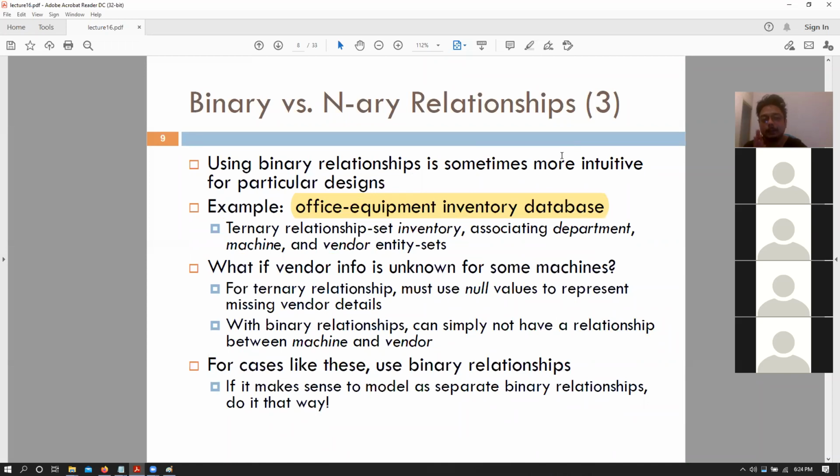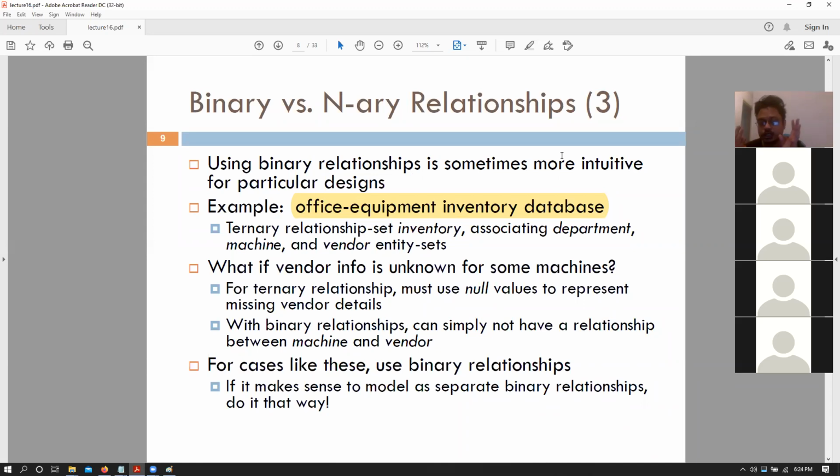So sometimes using binary relationships is more intuitive. For example, let's take the case that you have a bunch of office equipment and there are people who use it and people who take care of it. For example, the department uses a printer, whereas a vendor provides support for a particular printer. Sometimes a particular printer might not have a legitimate vendor. Let's say that you bought it on the black market or something, right? So it does not have a particular vendor, and for those cases, we might want to use null values to represent the vendor of a particular printer.